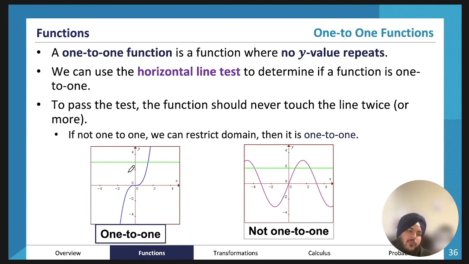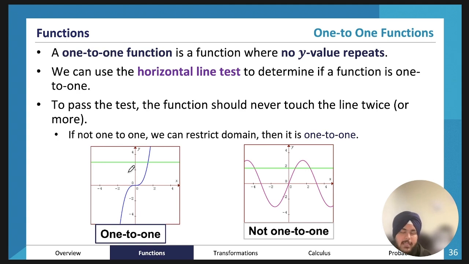Okay, so now we'll move on to functions. First we'll have a look at one-to-one functions. There are many different types of functions, but a one-to-one function is essentially an equation which does not repeat any y values. The way that we determine that, not algebraically but graphically, is by looking at the horizontal line test.